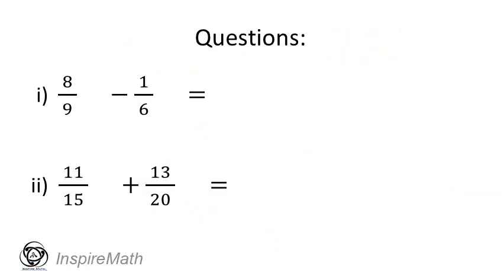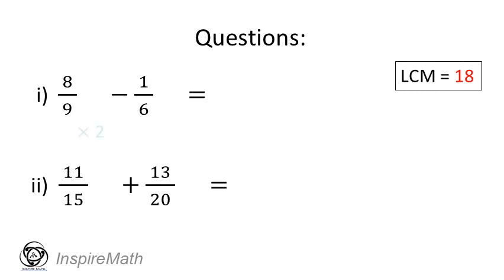Let's try some questions. Question number 1. 8 over 9 minus 1 over 6. Check both denominators, which are 6 and 9. Let's find the lowest common multiple of 6 and 9 first. Multiples of 6 are 6, 12, 18, 24, and so on. Multiples of 9 are 9, 18, 27, 36, and so on. So the lowest common multiple is 18.